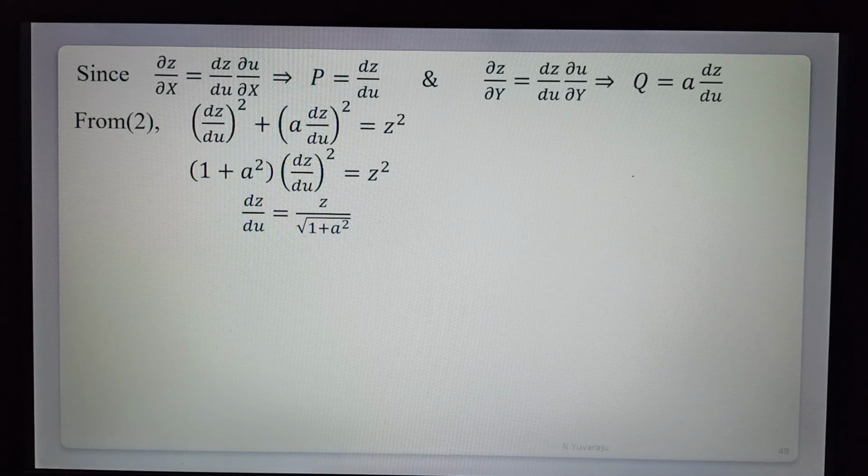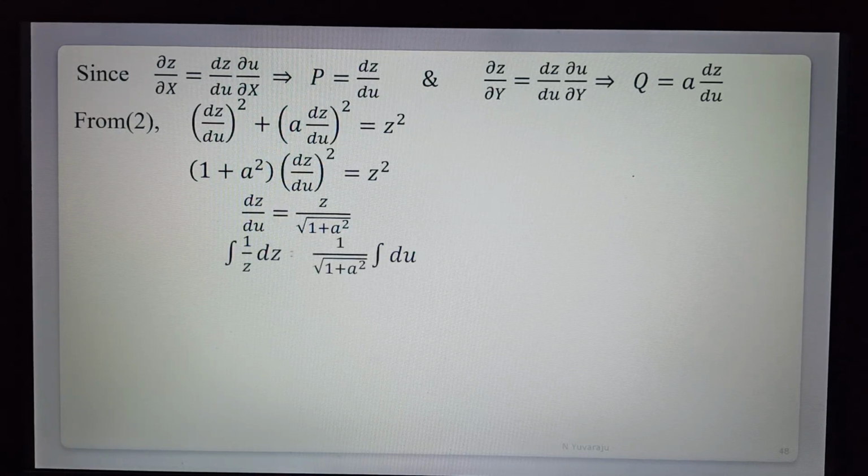So simplification gives (dz by du) square is equal to z square by (1 plus a square). Taking square root on both sides, dz by du is equal to z by square root of (1 plus a square). Now by the variable separable method, integration of 1 by z dz is equal to 1 by square root of (1 plus a square) into integration of du, that is log z is equal to u by square root of (1 plus a square) plus c.